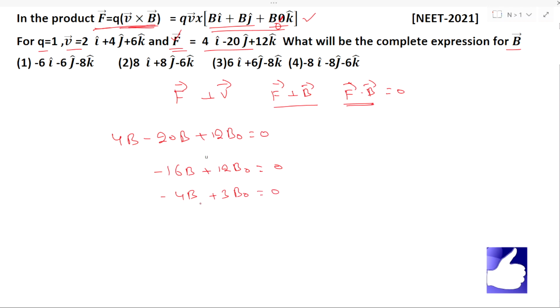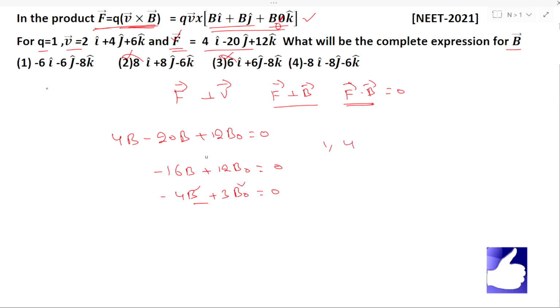Now, for this to become 0, the value of B and B naught should be the same. So if you compare here, B and B naught are different. Similarly, here, the values of B and B naught are different. That means these two will not be answers. So the only possibility is either the first option or the fourth option.